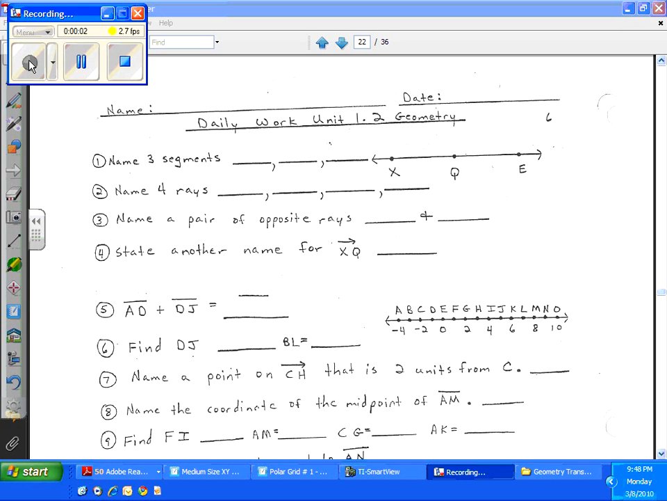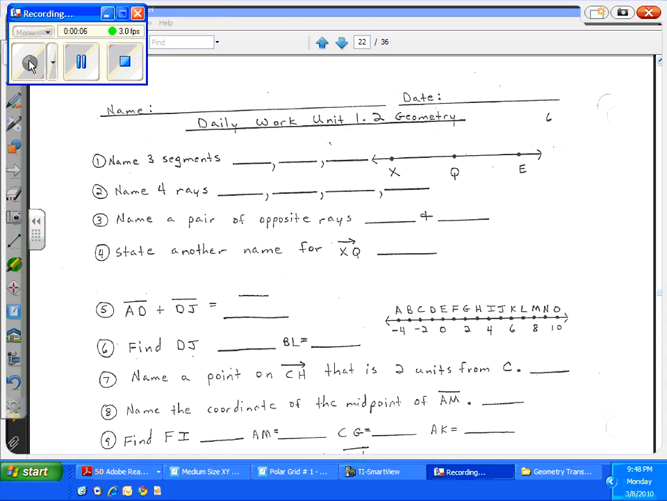Daily work unit 1-2. Name 3 segments. So remember that a segment is a part of a line that starts at one point and stops at another. It's the part of the line. If we define segment XQ, it's the part of line XE that contains point X and point Q and all the points on the line that lie between point X and point Q.